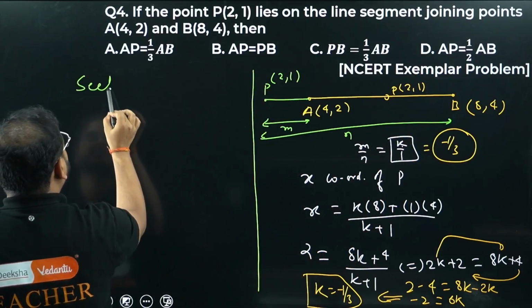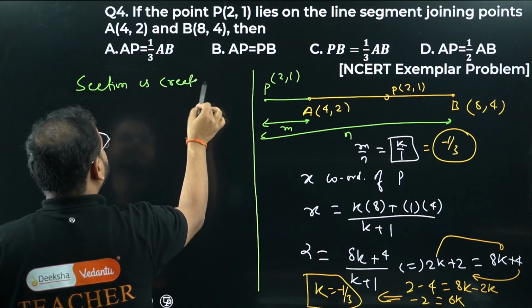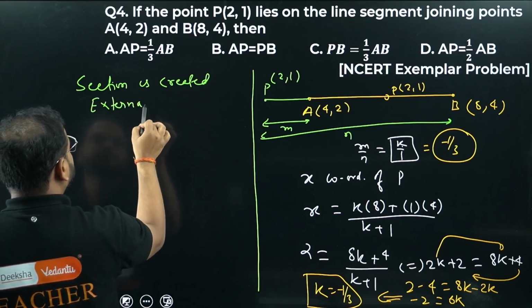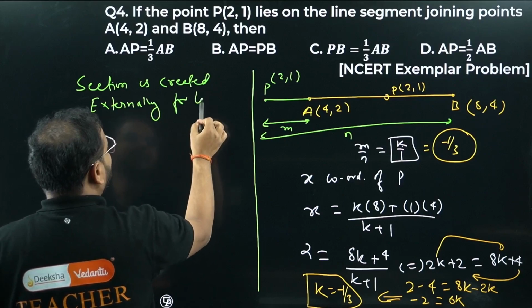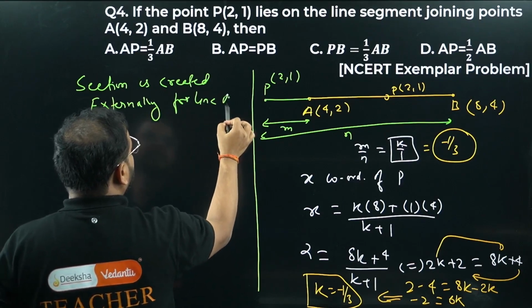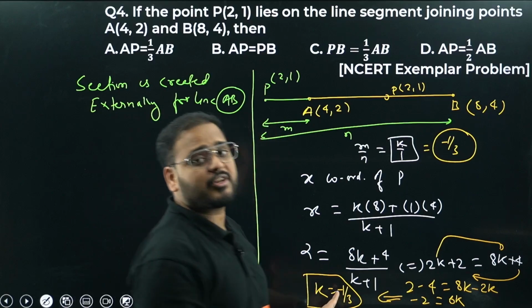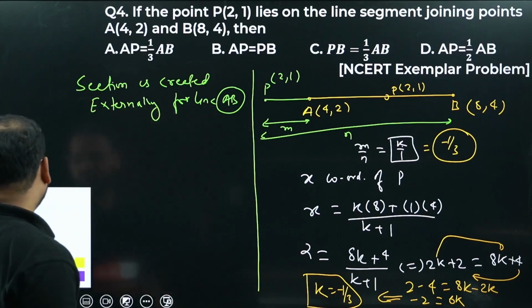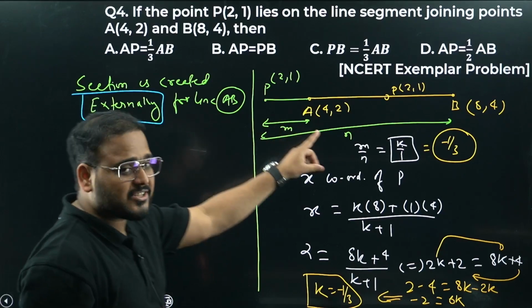Section is created externally, externally for line AB. Getting my point? How can we conclude this? Using the ratio, the negative ratio. Because of the negative ratio, this section is what? Please check here. External section, not internal section, external section.